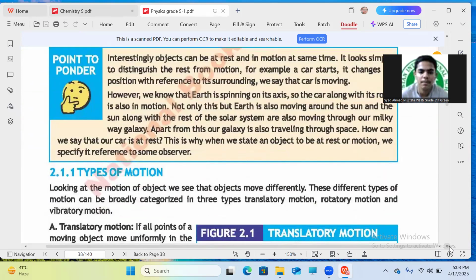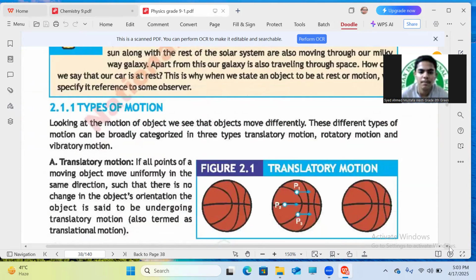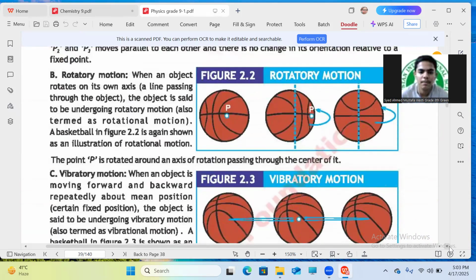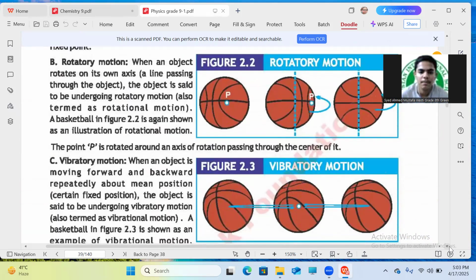Then we have seen different types of motion. The first type was translatory motion, the second one was rotatory motion, and the third one was vibratory motion. Kindly differentiate between them. What do you know about translatory motion, rotatory motion and vibratory motion? Quickly.